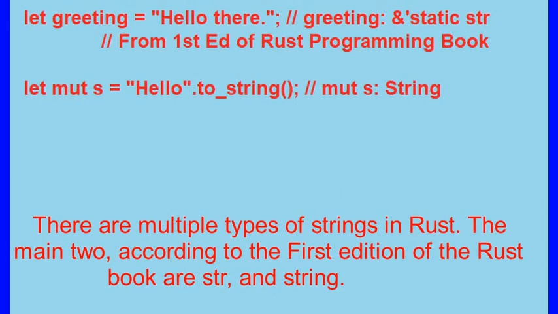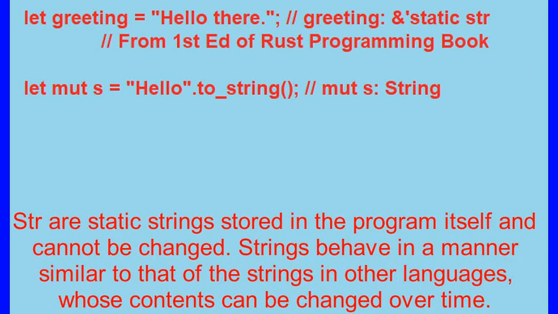There are multiple types of strings in Rust. The main two, according to the first edition of the Rust book, are str and String. str are static strings stored in the program itself and cannot be changed. Strings behave in a manner similar to that of the strings in other languages, whose contents can be changed over time.